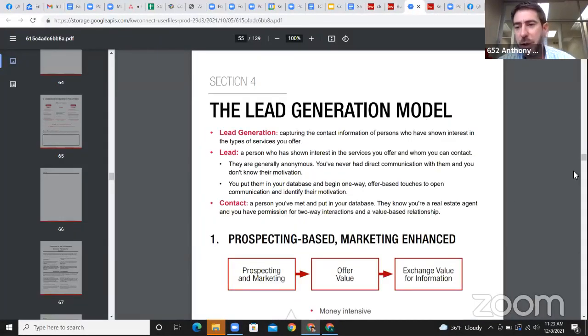So the lead generation model, for instance, is, let me move just some windows around here real quick. There we go. Can you still see my screen? Yep, I can see it.